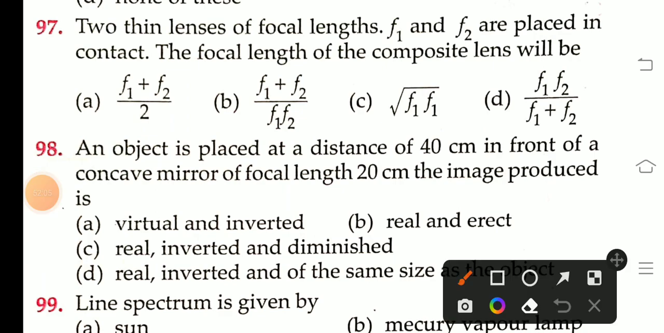Next, two thin lenses of focal lengths f1 and f2 are placed in contact. The focal length of the composite lens will be. Right answer will be option D. f1 f2 by f1 plus f2.